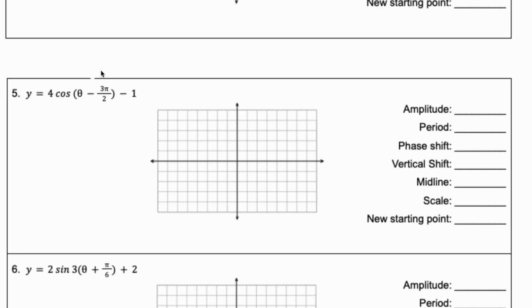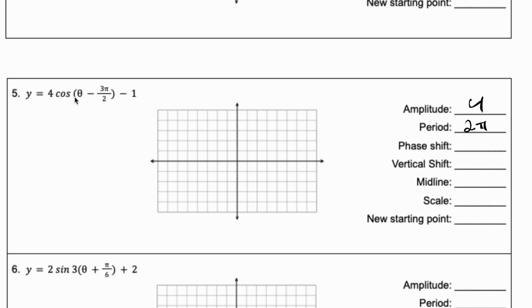Okay, so we're doing this problem. What's our amplitude? It's going to be our a value. Here it's going to be 4. Our period is going to be 2 pi over b. In this case, we don't have a b value, or our b value is 1, so we're going to have 2 pi over 1, which is just 2 pi.